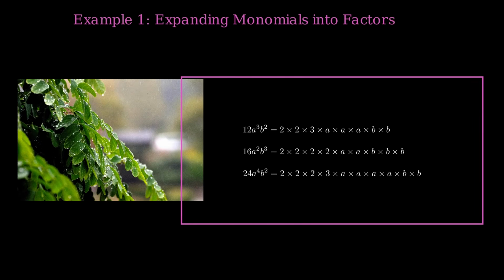Find the greatest common factor of 12 a cubed b squared, 16 a squared b cubed, and 24 a to the 4th b squared. Start by writing down each monomial as a product of the smallest factors possible, expanding the coefficients into prime numbers, and writing out each variable.